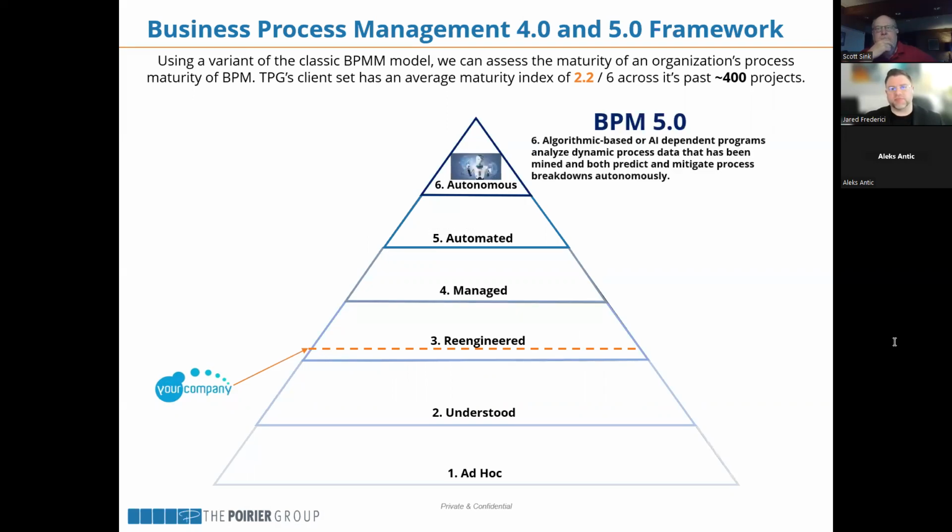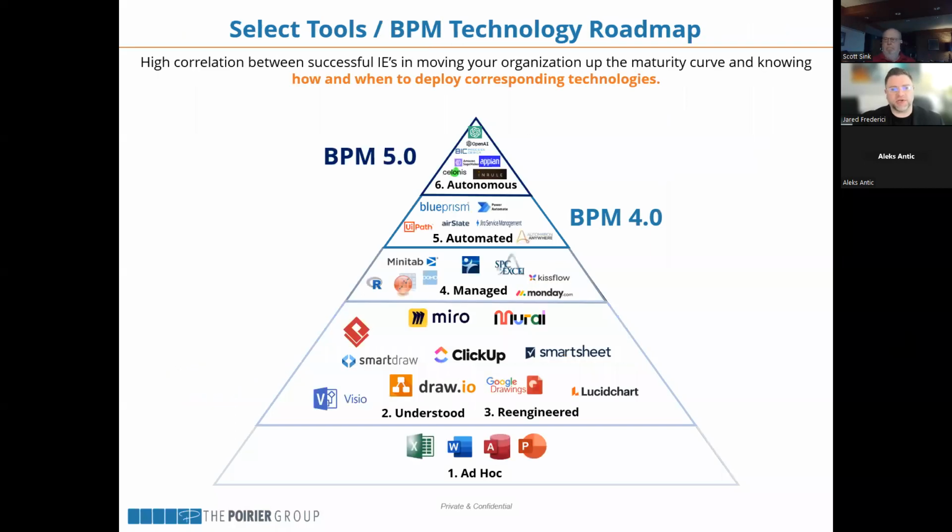And 6, which is really BPM 5.0, is where AI dependent programs are automatically predicting process breakdowns and putting mitigation frameworks in place based on a set of business rules that humans have made, but may also challenge the business rules in and of themselves. And that happens autonomously based on, again, those constraints. So that's happening right now, especially in high transaction related environments. So we just wanted to show that.